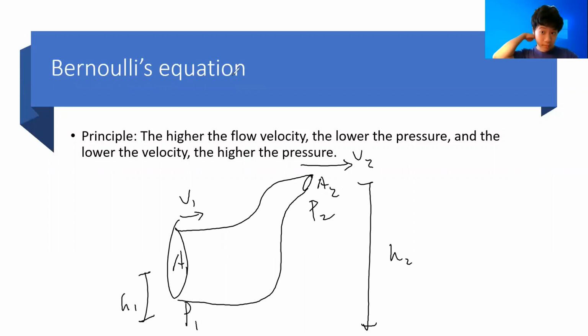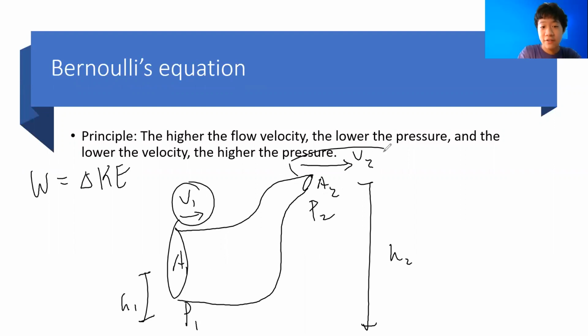All right. So to prove Bernoulli's equation, we're going to use the conservation of energy. And the conservation of energy says that work done equals change in kinetic energy. Because we have the change in kinetic energy from V1 to V2, we can relate the work to the kinetic energy. Right? So how do we calculate the work? Well, we have to look at all the work acting on this section of water.